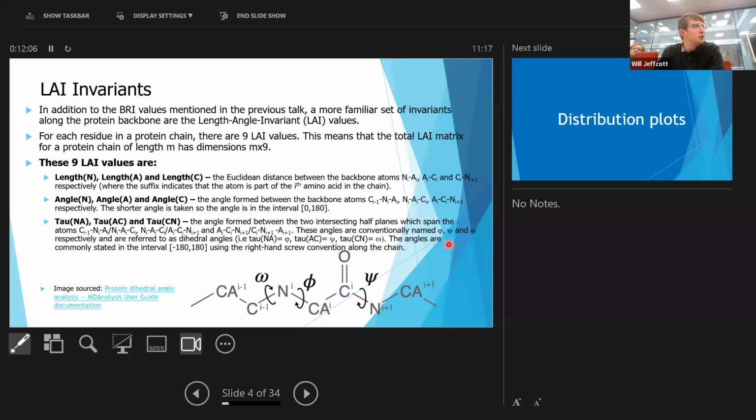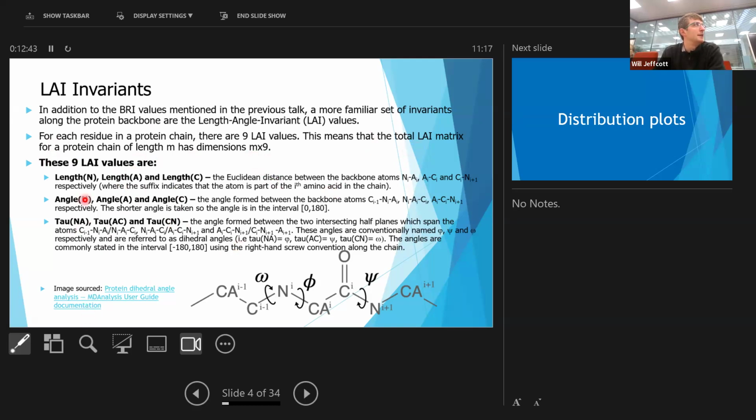So we begin by introducing the LAI invariants, and we already touched on this in the last talk, so I'll skip over this relatively quickly. I think the diagram that I have has the correct ones this time. But there are basically, for each residue in the backbone chain, 9 LAI values. So in total, the LAI matrix has dimensions m by 9.